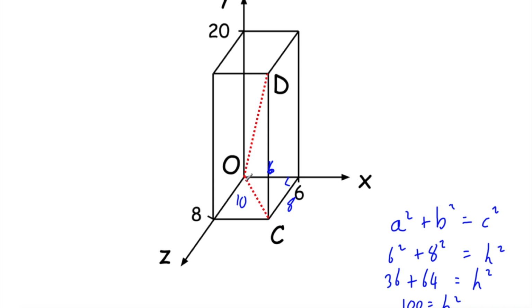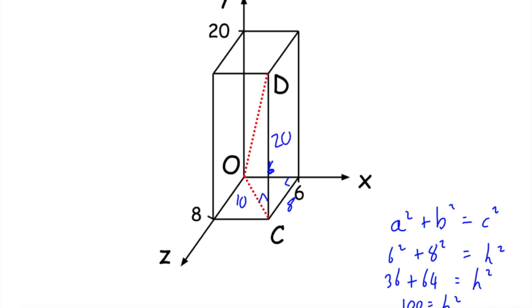We've got OC is 10. We've got this vertical line going up from C to D, so that's a right angle triangle there. And then we've got this longer side, this hypotenuse OD. And in terms of the length from C to D, well, that's the height of the cuboid, which is 20, so that's going to be 20. So we've got a right angle triangle there.